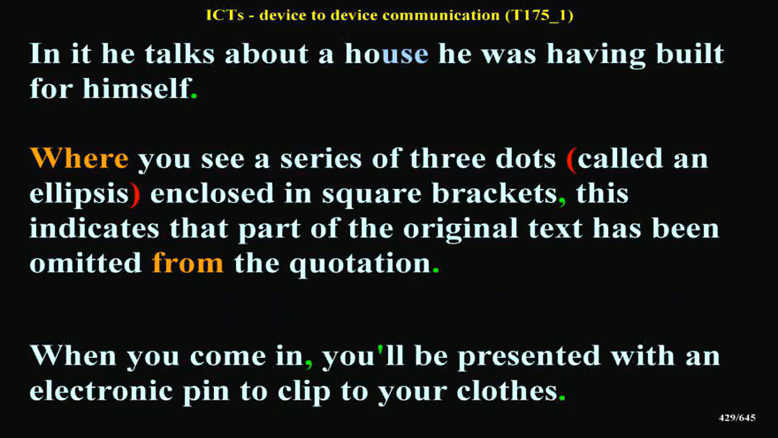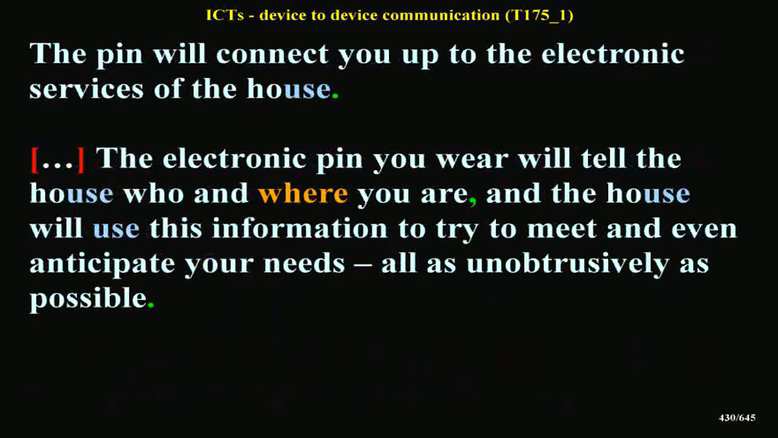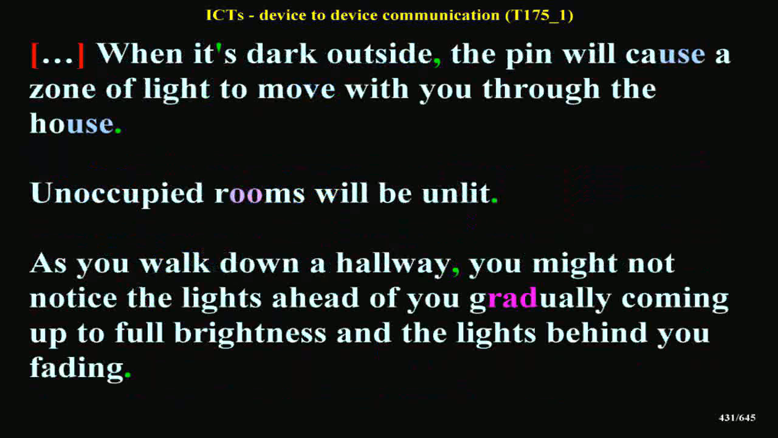When you come in, you'll be presented with an electronic pin to clip to your clothes. The pin will connect you up to the electronic services of the house. The electronic pin you wear will tell the house who and where you are, and the house will use this information to try to meet and even anticipate your needs, all as unobtrusively as possible. When it's dark outside, the pin will cause a zone of light to move with you through the house. Unoccupied rooms will be unlit.